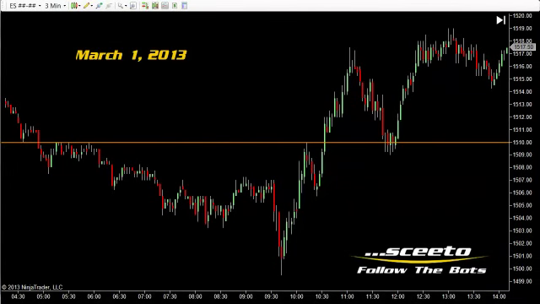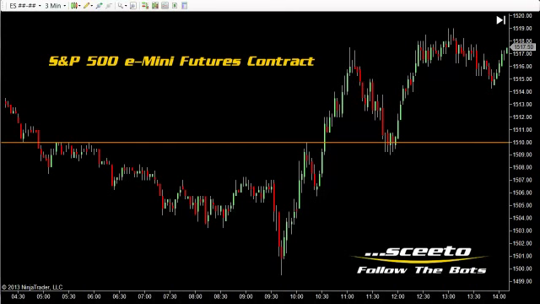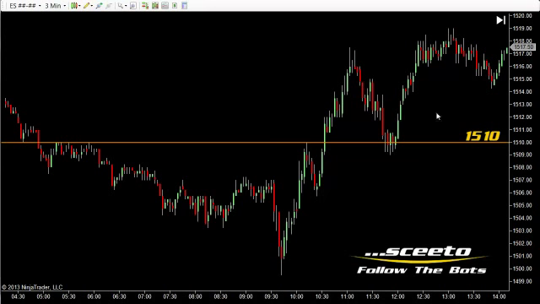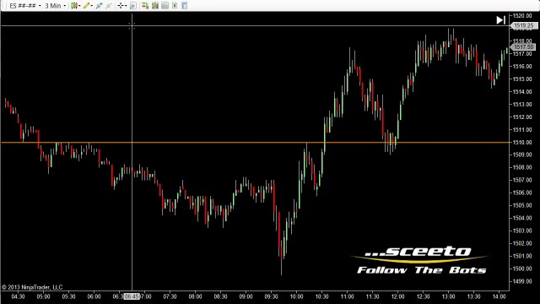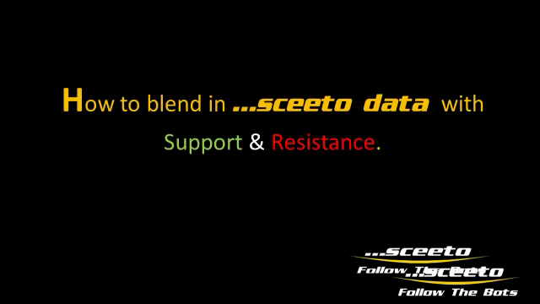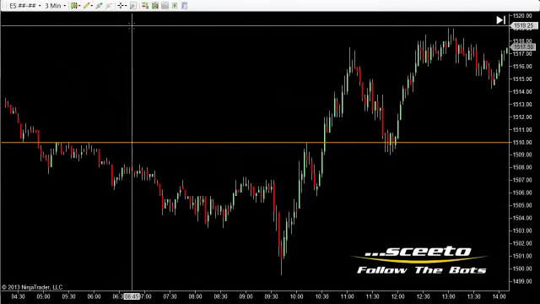Today's Friday, March 1st. You're looking at a 3-minute bar chart on the forward Emini S&P 500 futures contract. I've drawn a horizontal line across the middle of the chart at 1510. We're going to use this line as a quick tutorial on how to blend in Skeeto order flow and trading bot data to help you trade around support and resistance lines, to see if support is going to hold or if there's going to be a breakout and support becomes resistance.